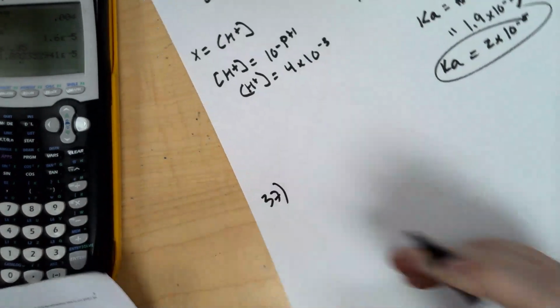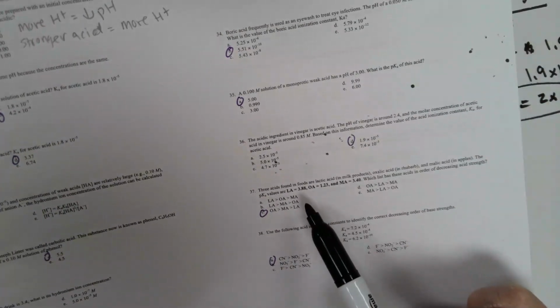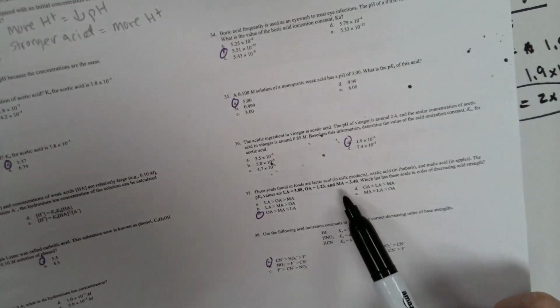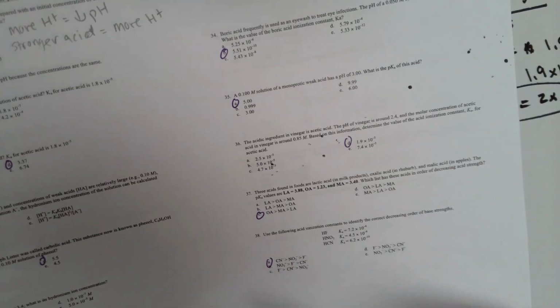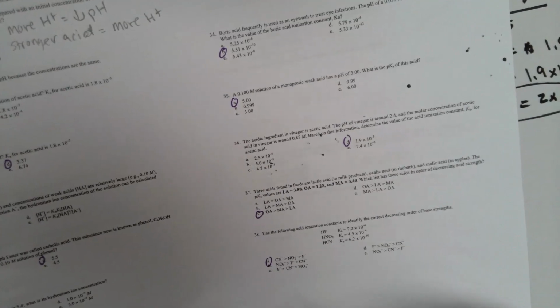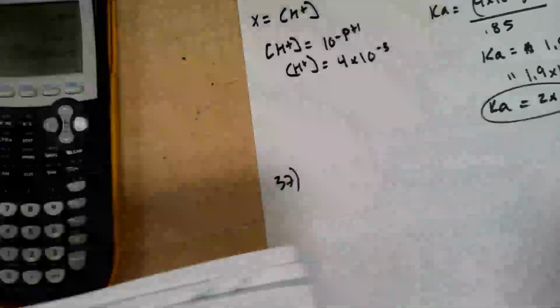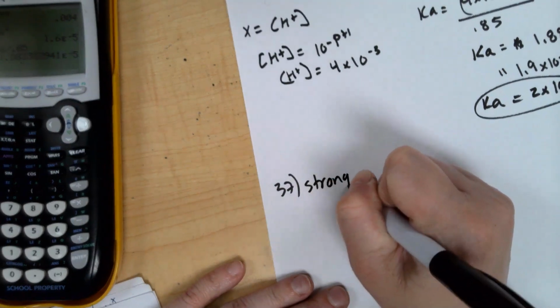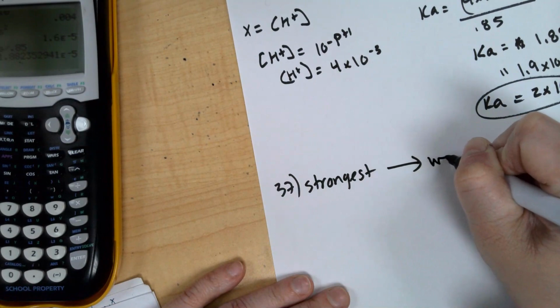Okay, 37. Three acids found in foods are lactic acid in milk products, oxalic acid in rhubarb, and malic acid in apples. The pKa values are lactic acid 3.88, oxalic acid 1.23, and malic acid 3.40. Which list has these acids in order of decreasing acid strength? Decreasing acid strength means it wants us to rank from strongest to weakest.